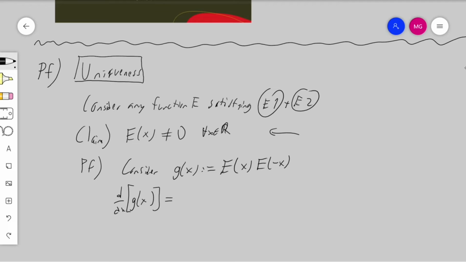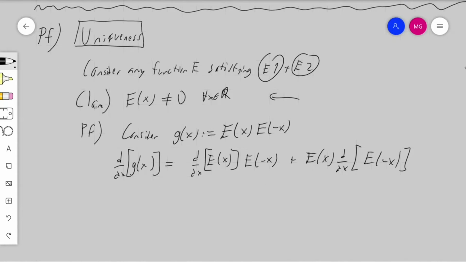So we're going to use the product rule here, and so this becomes the derivative of the first term, which is e of x, times the second function in the product, e of minus x, and then plus the first function, e of x, times the derivative of the second function, e of minus x. Now, simplifying this, we use what we know about the function e. By property 1, or more specifically e1, the derivative of e of x is itself, and then times e of minus x.